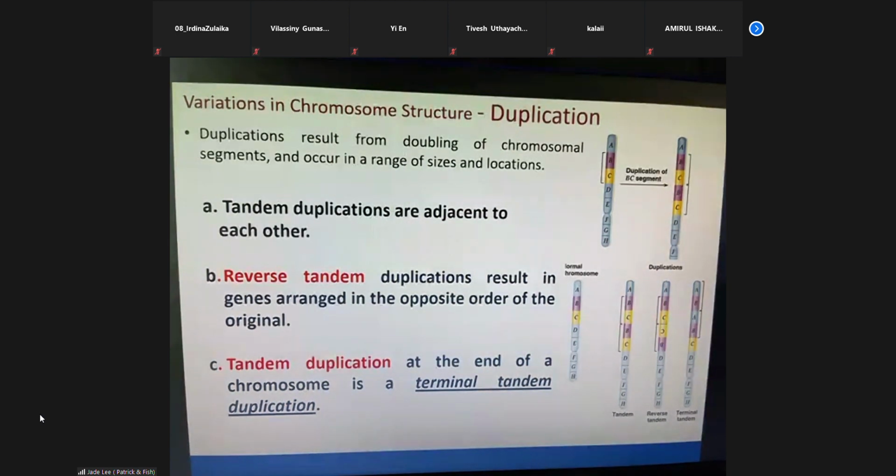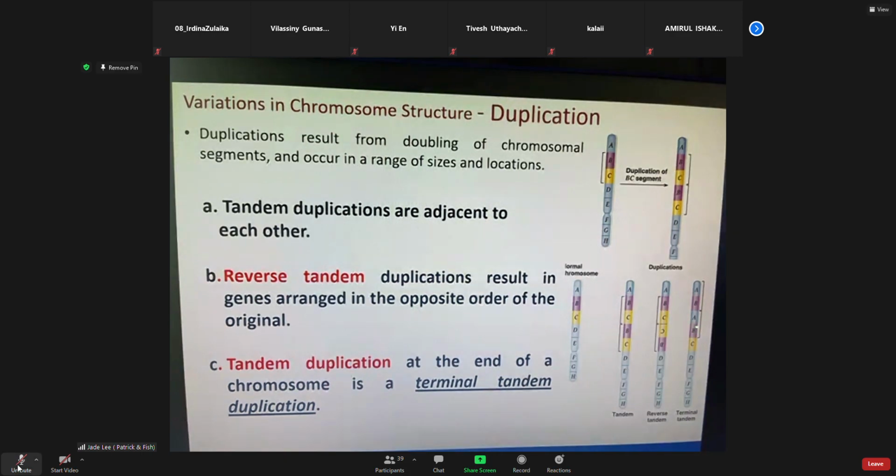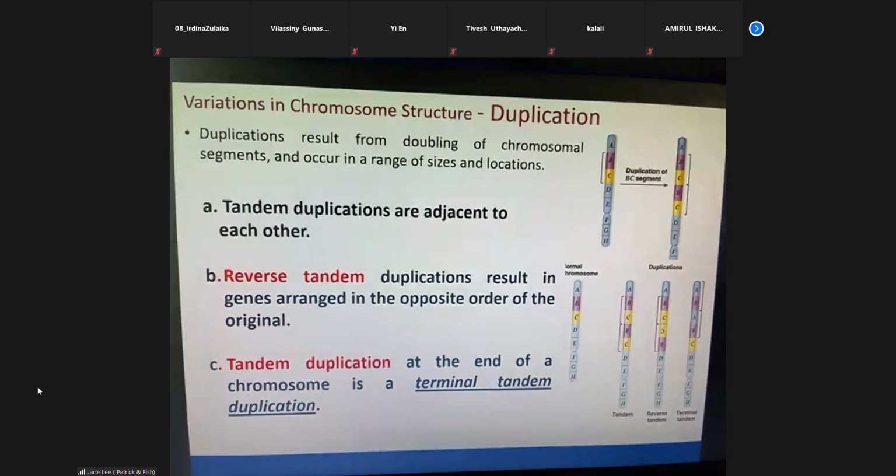Kalau terminal tandem, A, B, C. Ini ialah terminal tandem. No duplication of C. But dia duplicate BB, C satu saja. Dia duplicate B kan? Tapi C tak ada. So that's why C ini ialah terminal. So it's called terminal tandem.